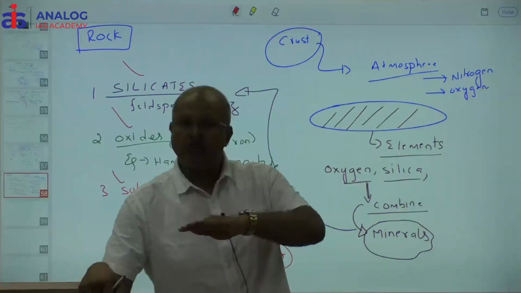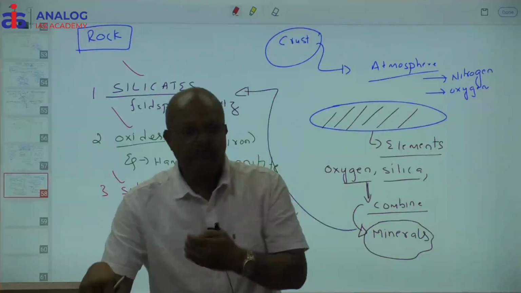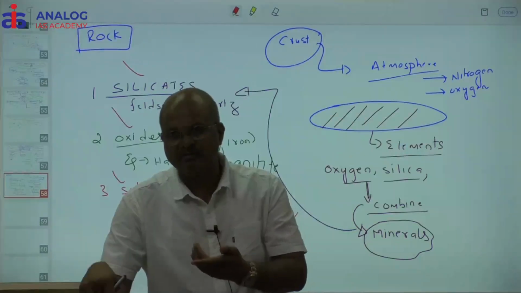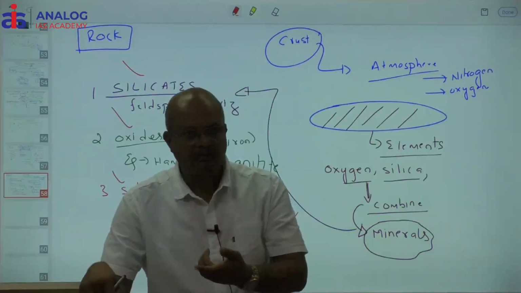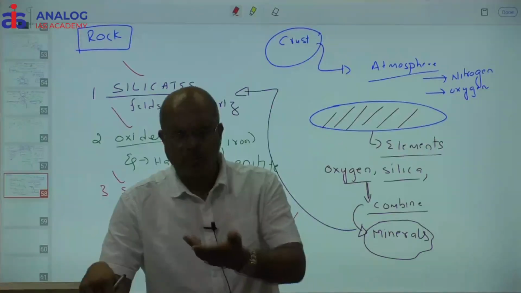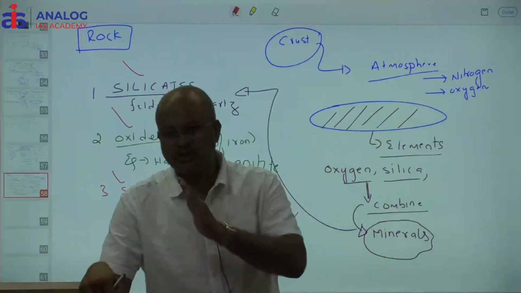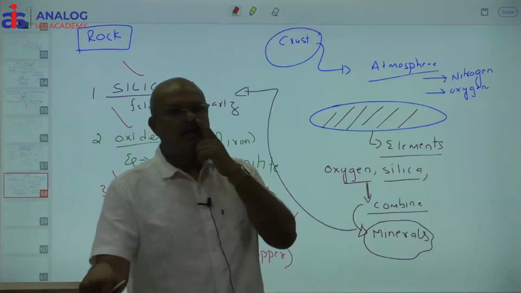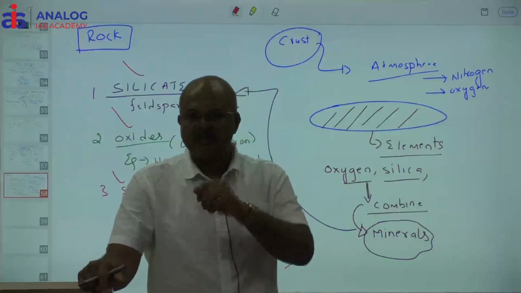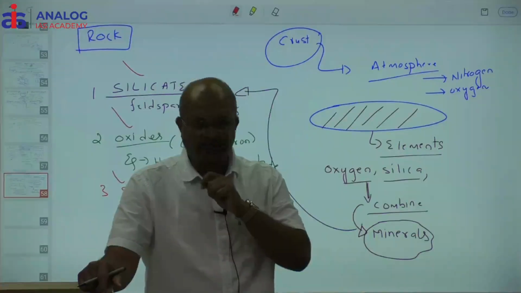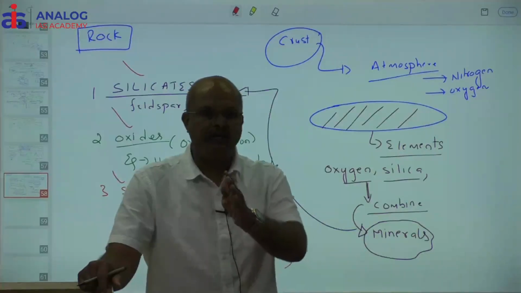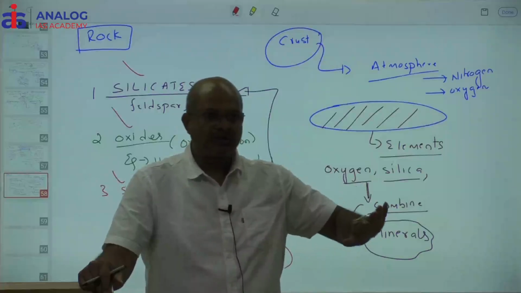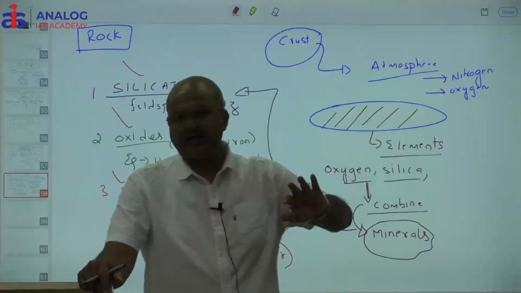But based on usage, some minerals can also be organic, like fossil fuels, petrol, coal. They are also organic. So based on usage, we can classify them as organic. But based on properties, we say minerals are inorganic substances which occur on the earth with certain physical properties and definite chemical characteristics. Whereas rocks consist of both organic as well as inorganic substances.